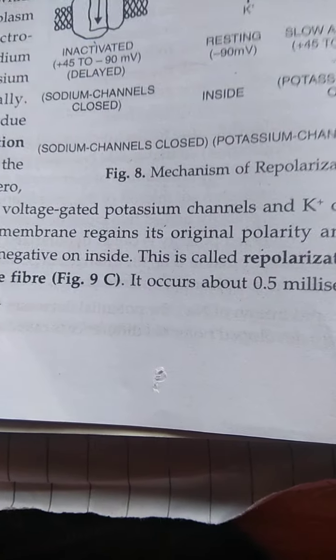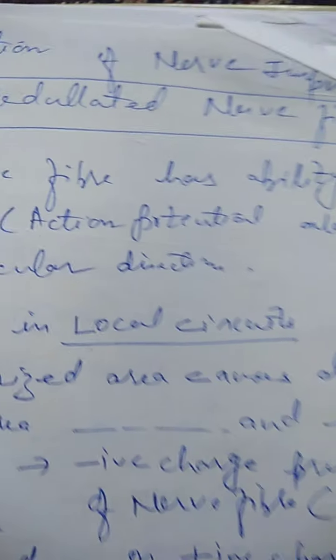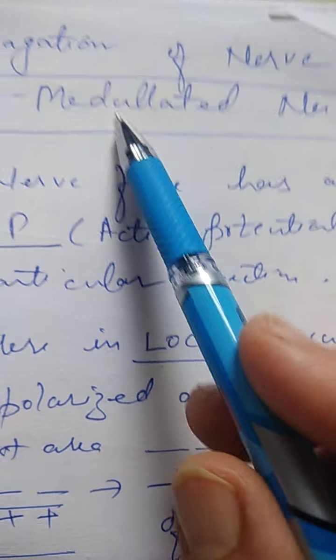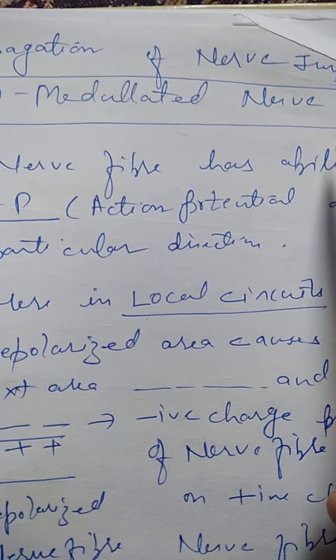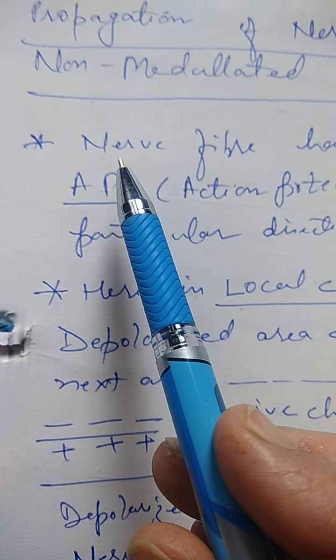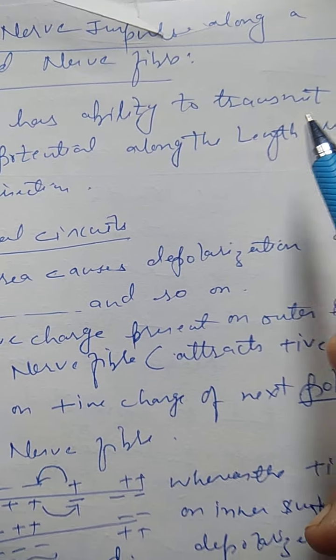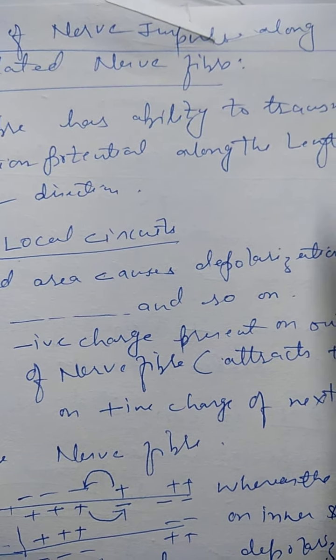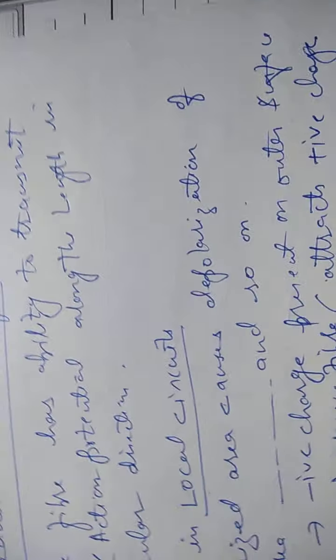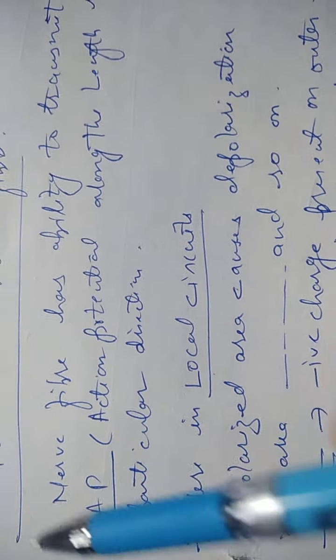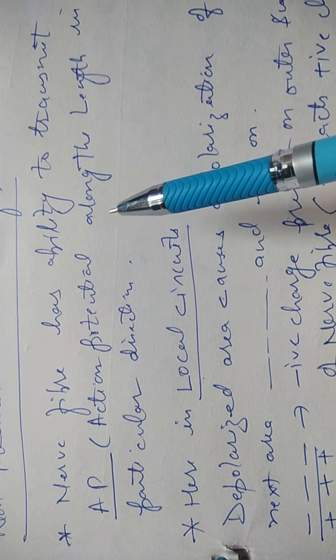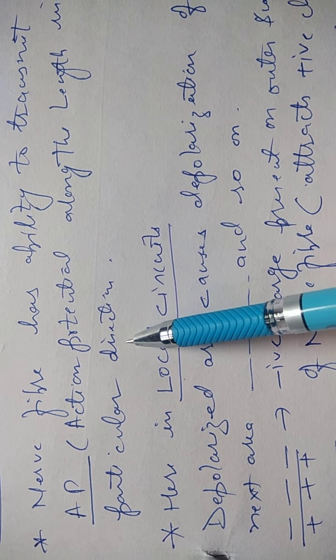Then coming to the next, we will do the propagation of the nerve impulse along the nerve fiber, in the myelinated nerve fibers and in the non-myelinated nerve fibers. Now in the non-myelinated nerve fibers, we know that there is no medullary sheath present. So the nerve fiber has the ability to transmit action potential along its length in a particular direction.